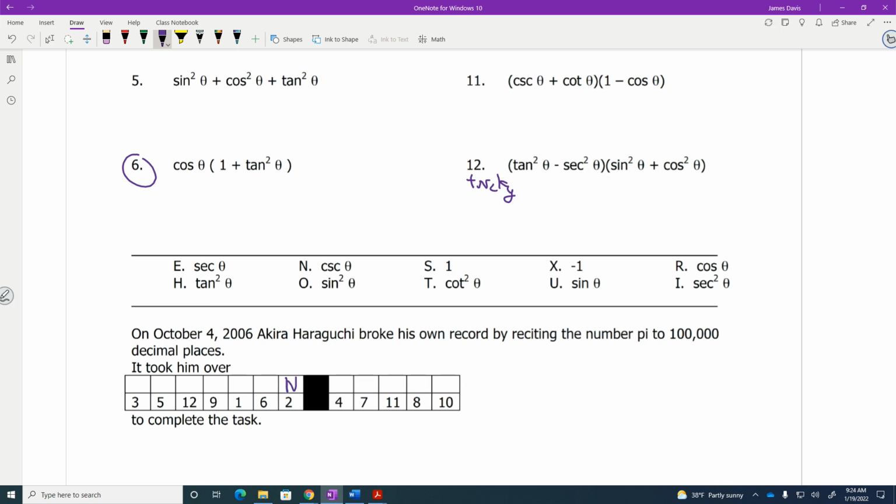And it's going to answer this question: on October 4th, 2006, Akira Haraguchi broke his own record by reciting the number pi to 100,000 decimal places. It took him over... Do not Google the answer, because I know someone will do that. Can't stop you from it, but you still got to solve all the problems. You're going to have to show even more work.